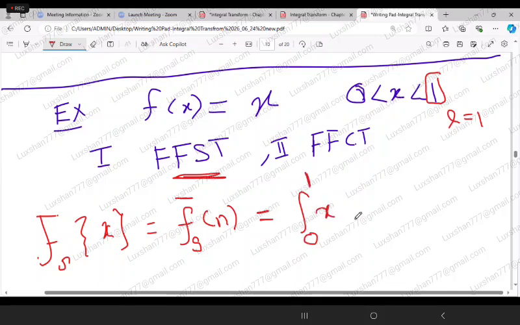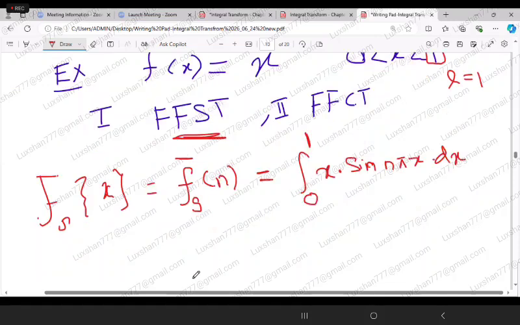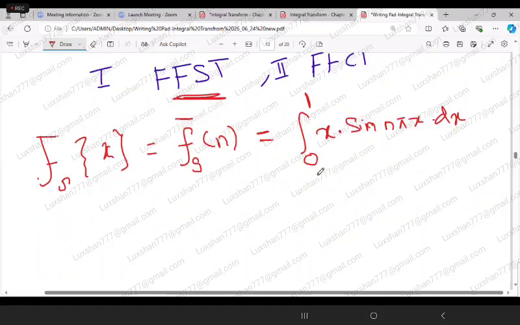The function is x into sine n pi x over L, where L is 1, into dx. So this is equal to what? It's a matter of just evaluating this integration.